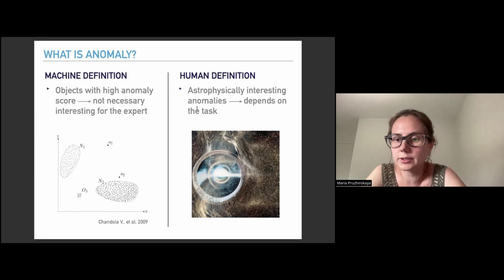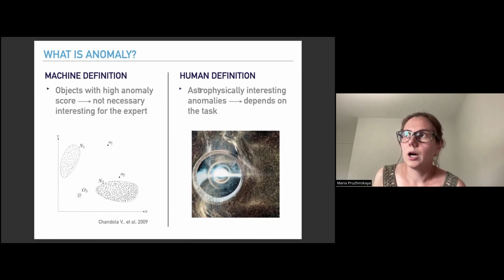The human definition is really more difficult and depends on your task, because what is an outlier or anomaly for me is not necessarily an anomaly for another person. For example, for me as an expert in supernova stars, I would search for some rare supernova, for peculiar supernova. For a person who is an expert in cataclysmic variables, this probably will not be very interesting, but some unusual cataclysmic variables will be. So this really depends on your domain, but also depends on your task.